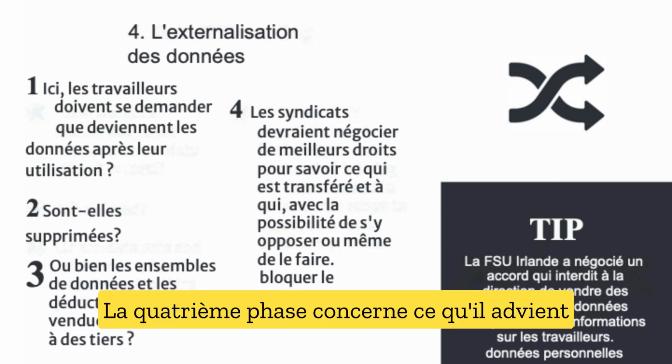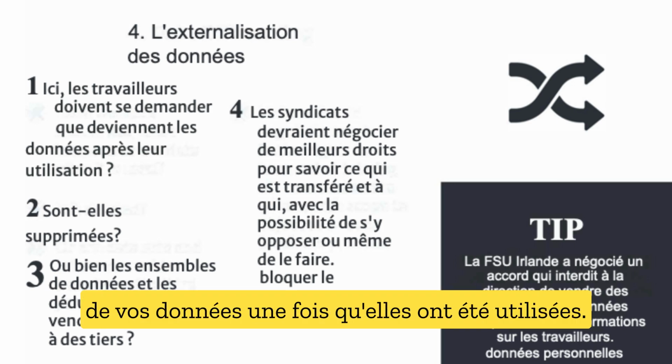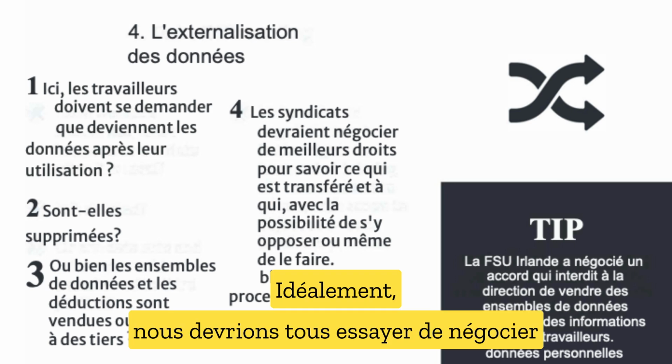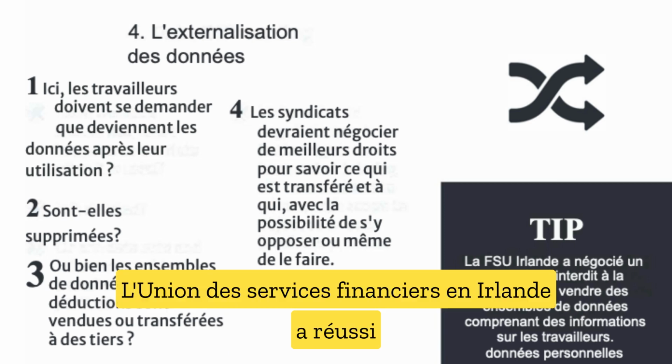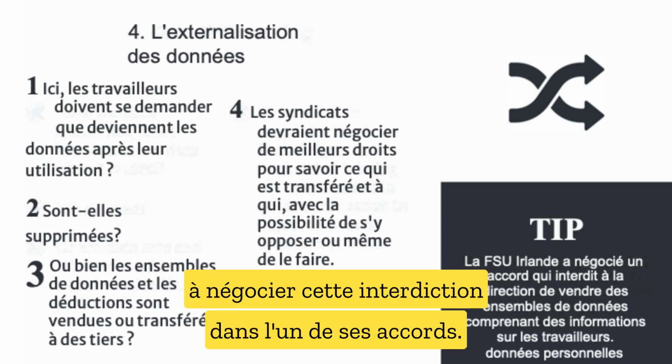Phase 4 is all about what happens to your data after it has been used. Ideally, we should all try to negotiate a ban on the selling of our data. The Financial Services Union in Ireland has managed to negotiate this into one of their agreements.